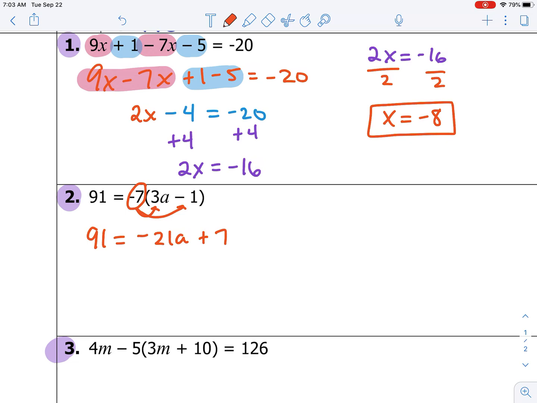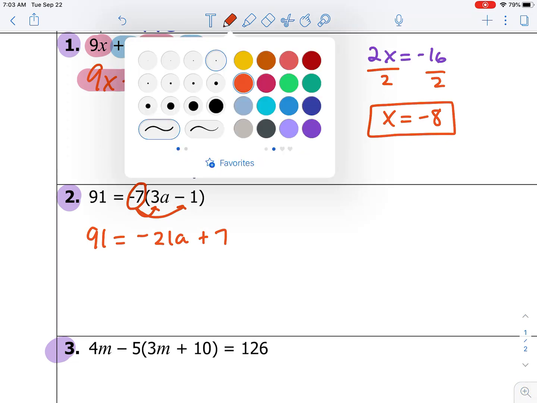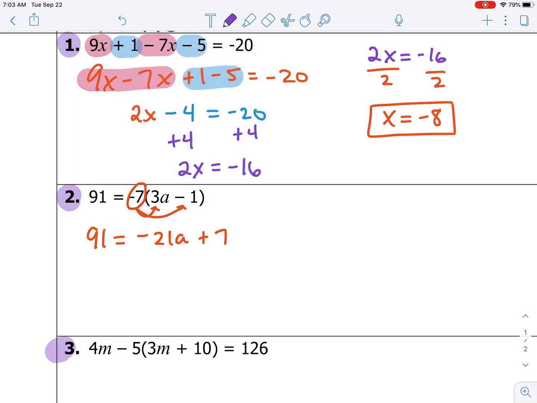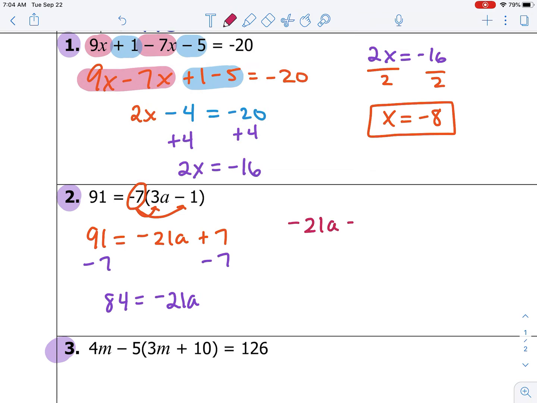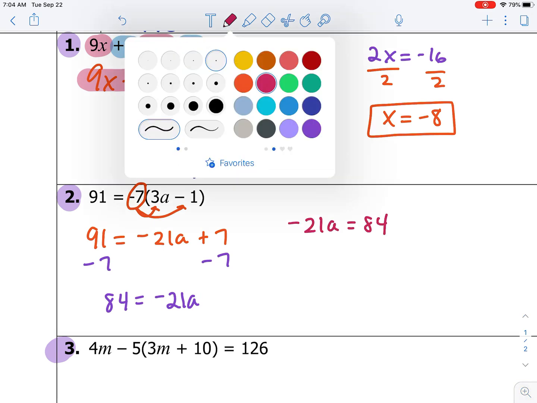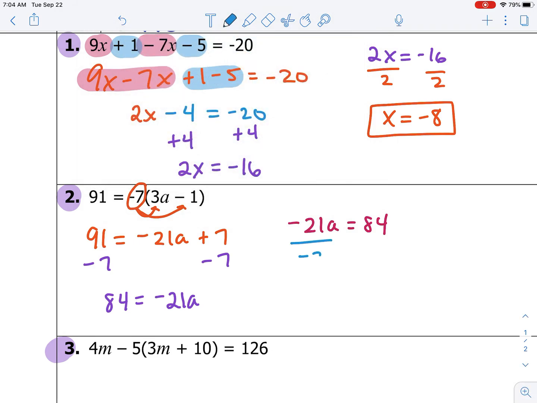So we see after we distribute that we don't have any like terms that are on the same side of the equal sign. We have a problem that we've seen before. We need to take 7 and subtract it from both sides. 91 minus 7 is 84. So we have 84 equals negative 21a, or the same thing, negative 21a equals 84. Divide both sides by negative 21. 84 divided by negative 21 is negative 4.